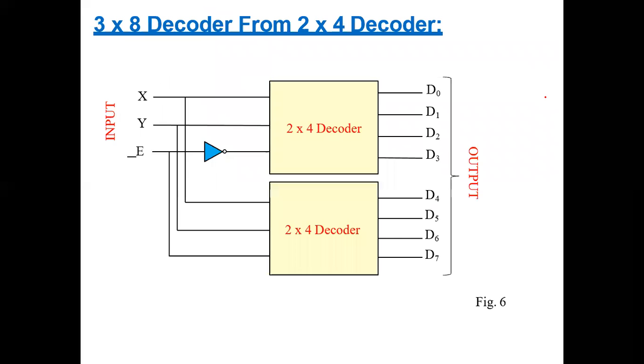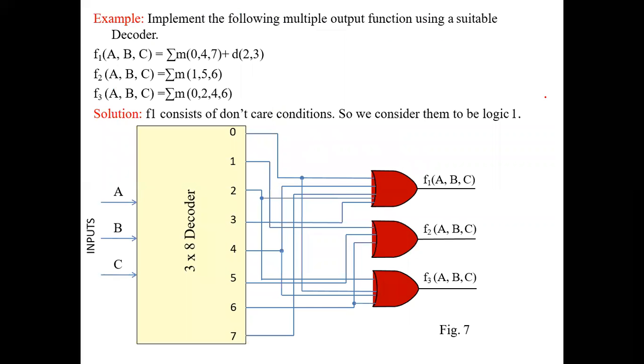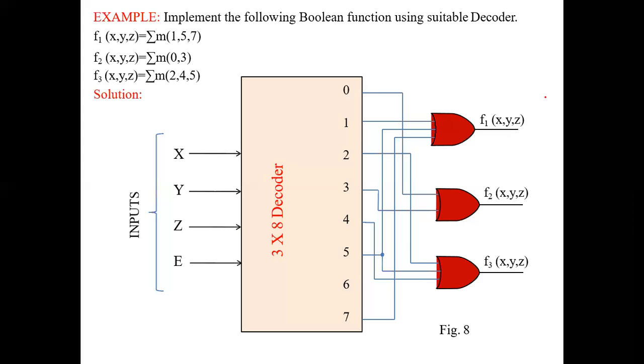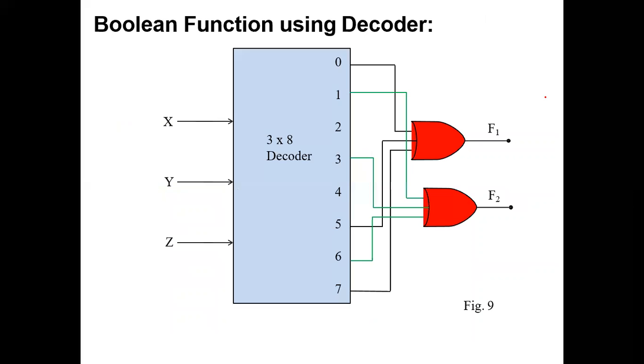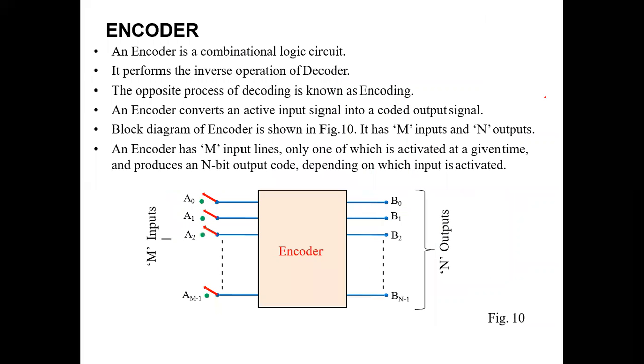Same as the 3 to 8 decoder, we can derive it from the 2 to 4 decoder. So this is the implementation of Boolean functions using the decoder concept. For this particular output, it will be 1 like this. This is the decoder concept.